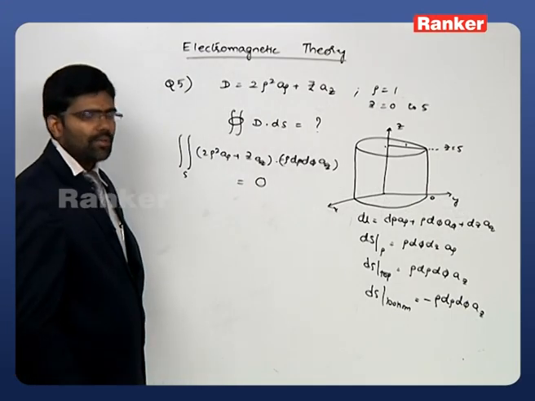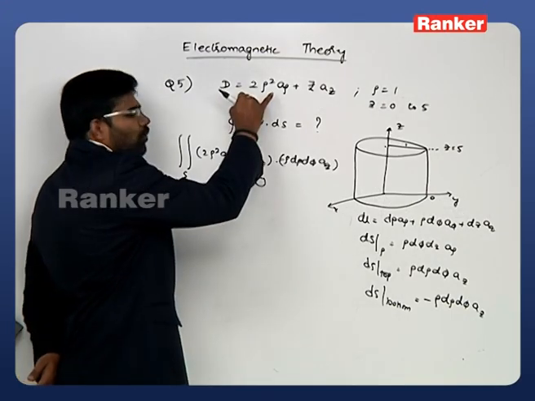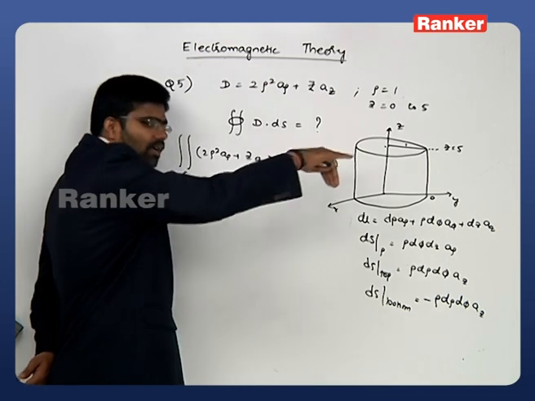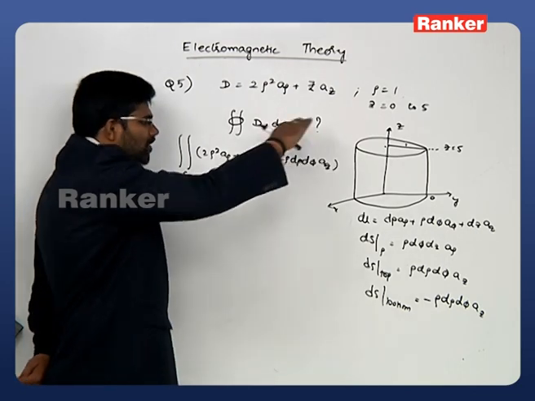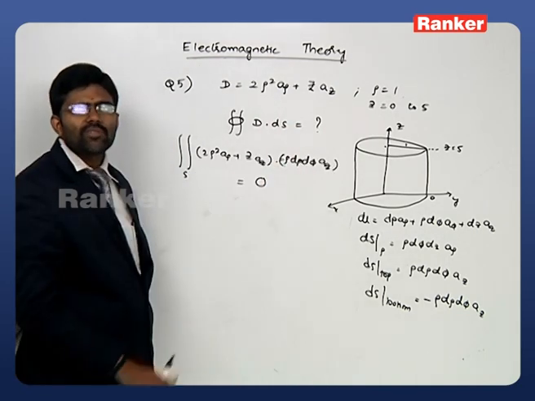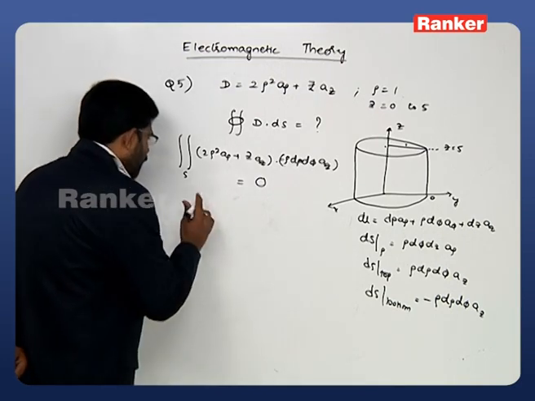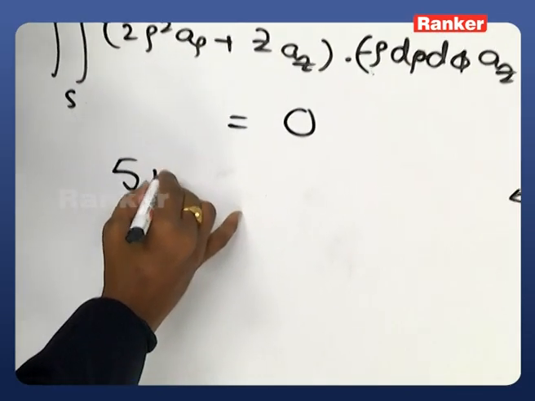Now examine this one. We calculated the particular quantity along the curved surface of the cylinder, the top surface of the cylinder, and the bottom surface of the cylinder. For the top surface, what we get is 5 pi.